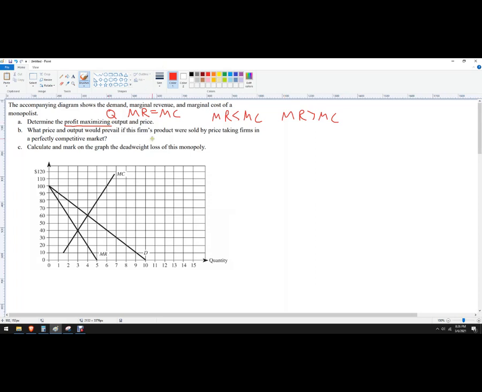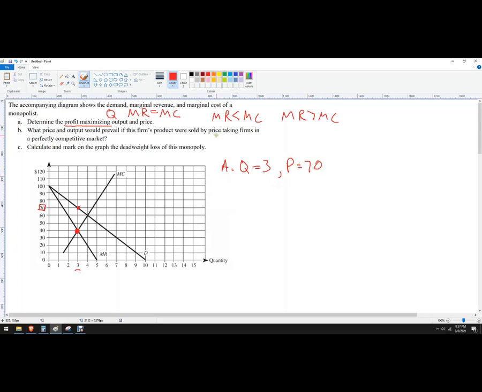So all you do here is just look for where they equal on the graph. We've got demand, we've got marginal revenue, we've got marginal costs. It happens right here. So that quantity is 3. And then we're going to ask, what price could the monopoly charge? That's going to be the corresponding spot on the demand curve. You just follow that up here, and they could charge a price of 70. So for part A, we're going to get a quantity of 3 and a price of 70.